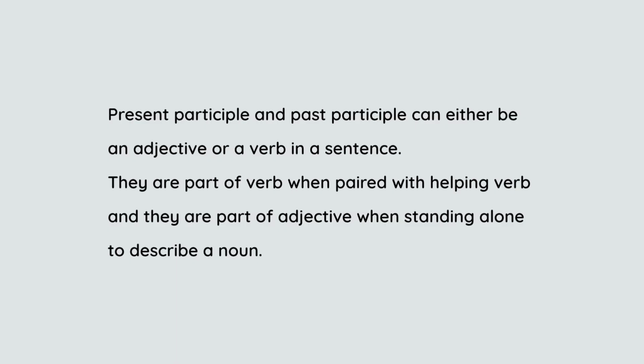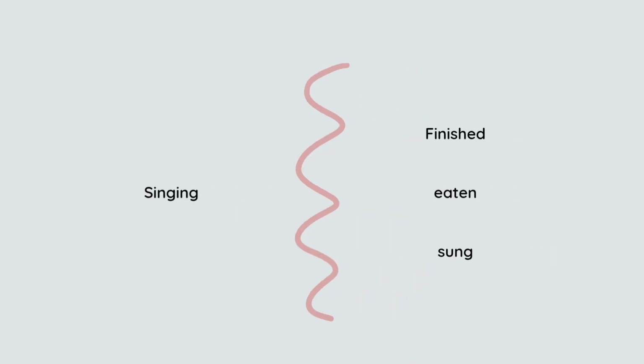Present participle and past participle can either be an adjective or a verb in a sentence. They are part of verb when paired with helping verb, and they are part of adjective when standing alone to describe a noun. In case you don't know, this is a present participle, and these are past participles.